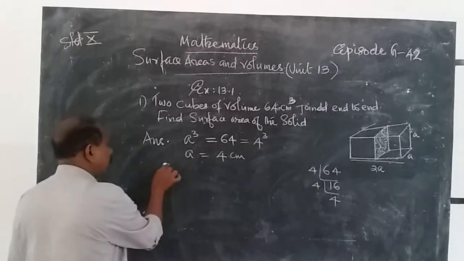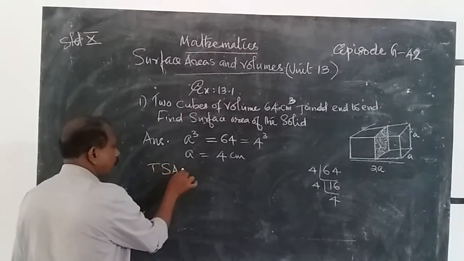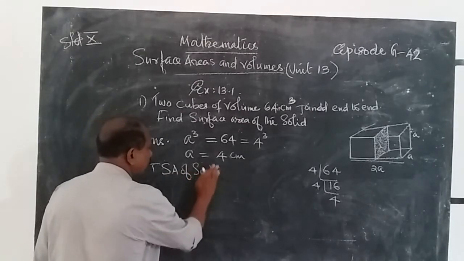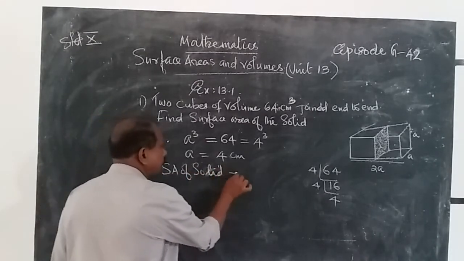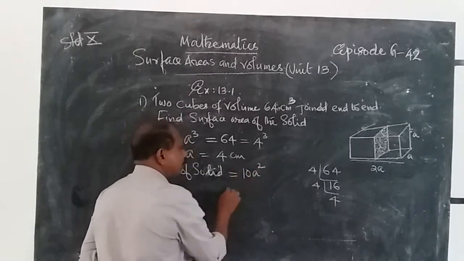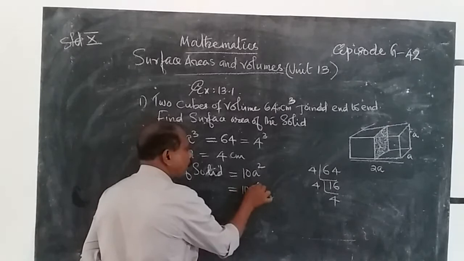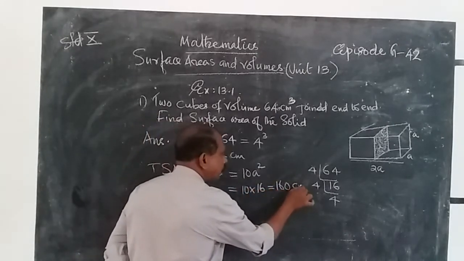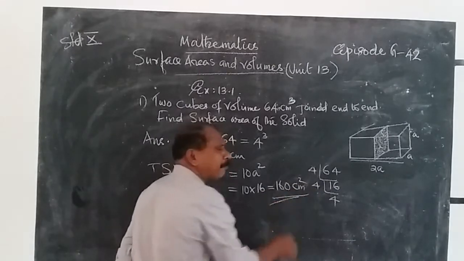Then the surface area of the solid is equal to only 10a square, which is 10 into 4 square, that is 10 into 16, equal to 160 centimeter square. It is the simple method to find it.